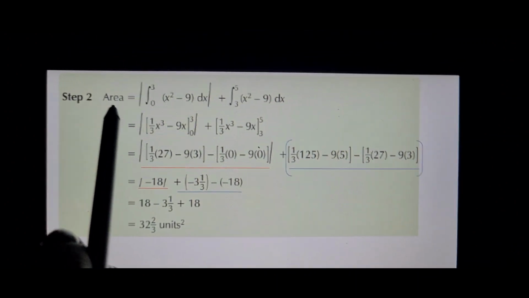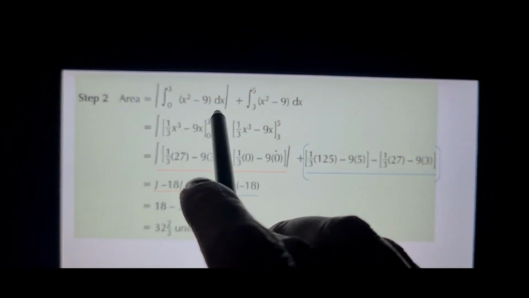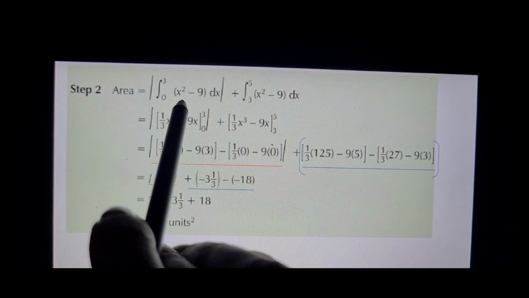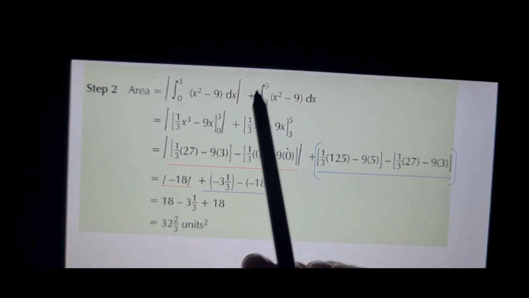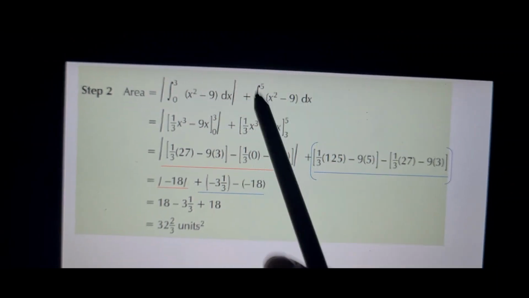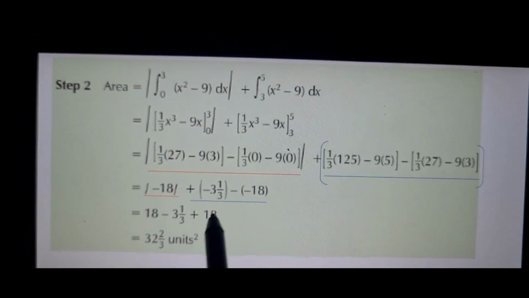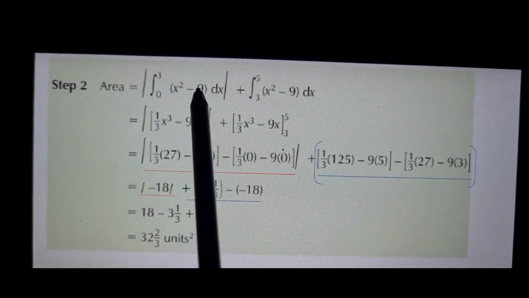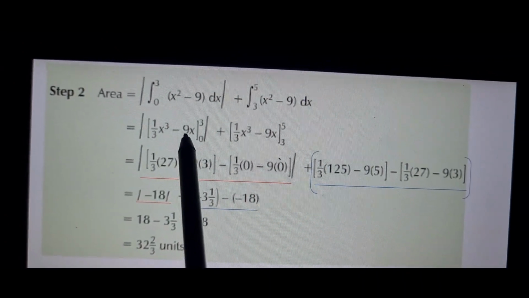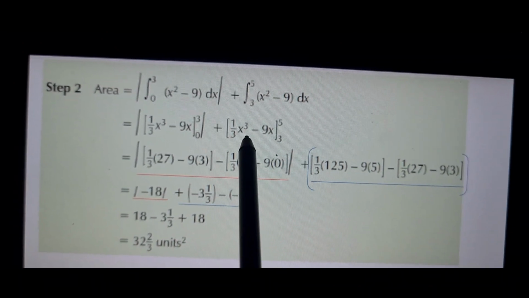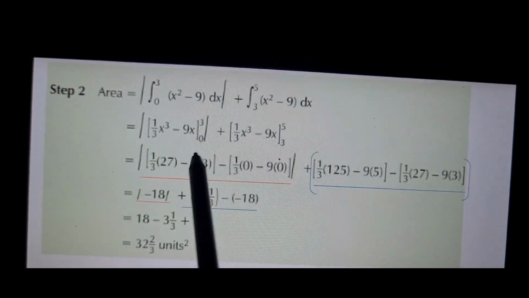Okay, so area is equal to the absolute value of, this is the first region which would have worked out to be negative. So your interval is going from 0 up to 3. Plus the second region was the positive region where your interval went from 3 up to 5. So if you integrate x squared minus 9 with respect to x, you're going to get back x cubed over 3 minus 9x. And obviously the same for the far side.